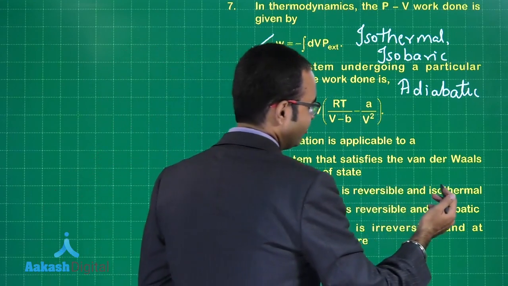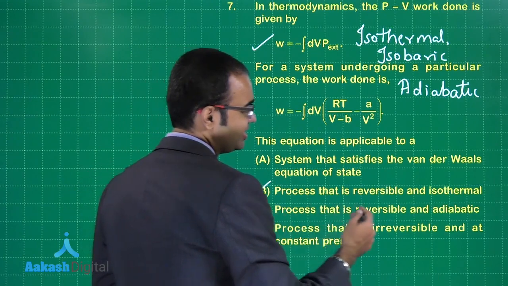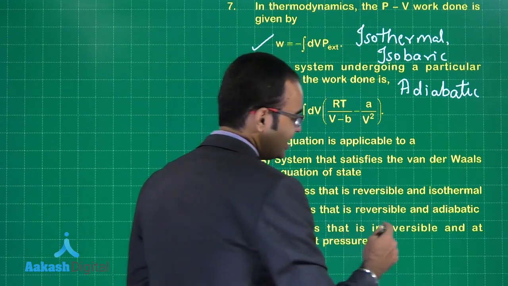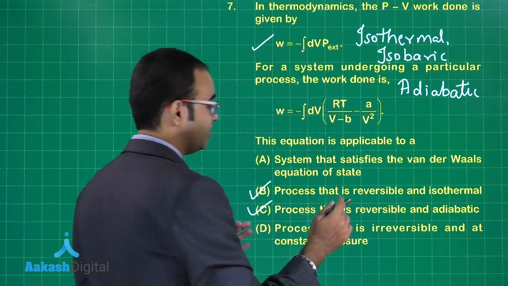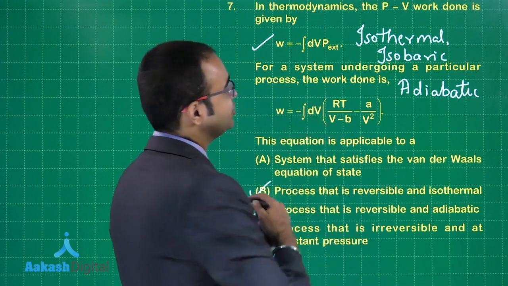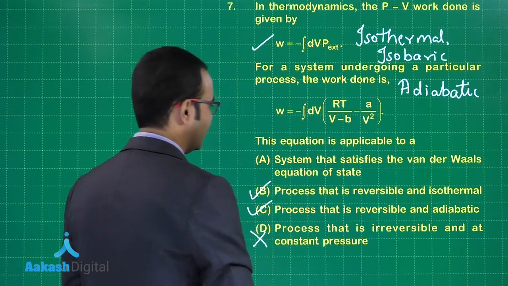The process that is reversible and isothermal, yes, this is correct. The process that is reversible and adiabatic, this is also correct. Process that is irreversible at constant pressure, no, irreversible processes are fast, so this equation is not applicable for an irreversible process, so this is incorrect.